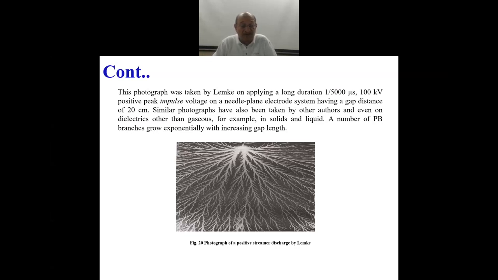This photograph was taken by Lemke on applying a long duration, that is 1 by 5,000 microsecond impulse wave shape of 100 kV positive peak voltage, impulse voltage on a needle plane electrode. The needle had some radius, not that sharp, but a higher radius. The electrode system had a gap distance of 20 centimeters.